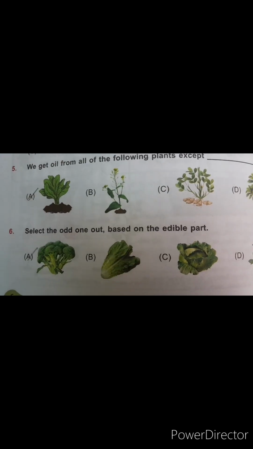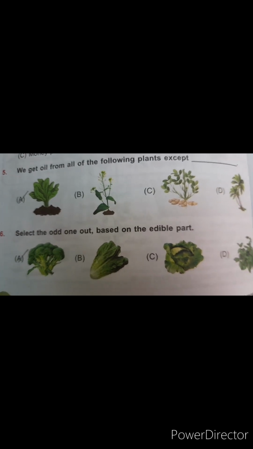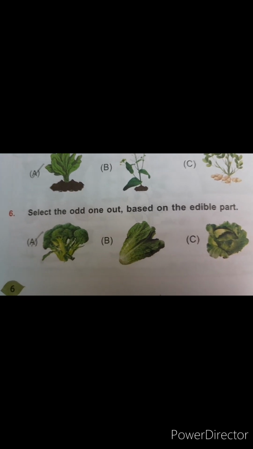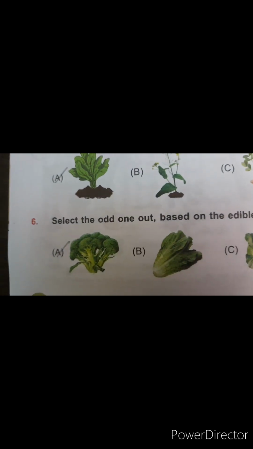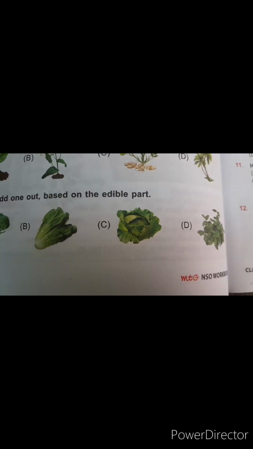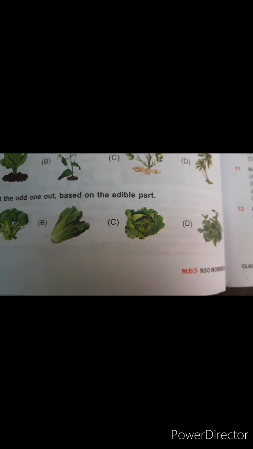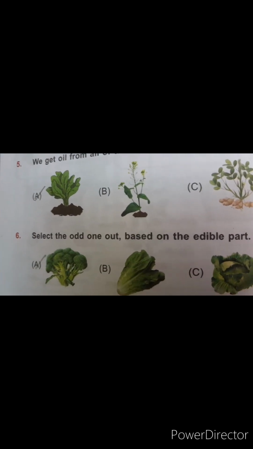Moving on to the sixth question. Select the odd one out based on the edible part. Now let us discuss the answer. The answer is option A, broccoli. We eat the flower of the broccoli. In all the other three, we eat the leaves of lettuce, cabbage and mint. The answer is option A, broccoli.